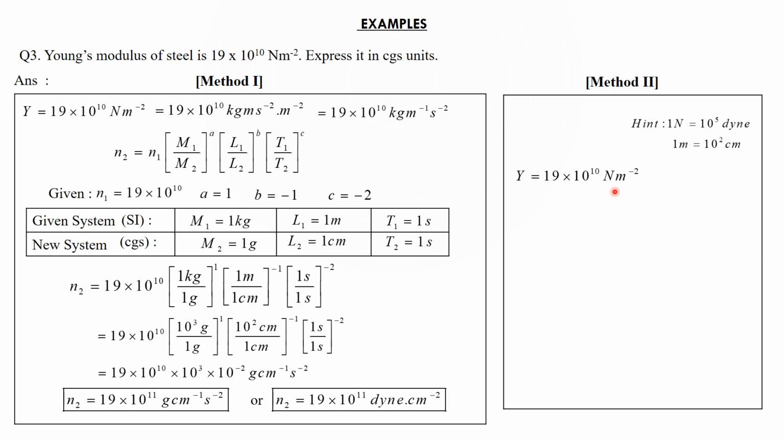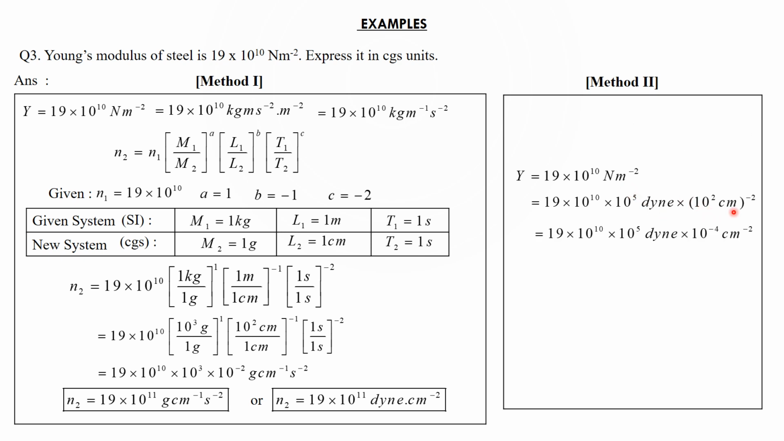1 Newton is 10 to the power of 5 dyne, and 1 meter is equal to 10 to the power of 2 centimeter. Okay, so we put the value of Newton as 10 to the power of 5 dyne and meter as 10 to the power of 2 centimeter. Then this 2 to the power of minus 2 becomes minus 4. Now on solving we get 19 into 10 to the power of 11 dyne per centimeter.